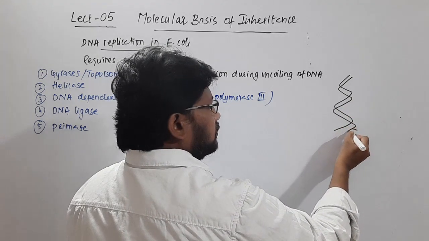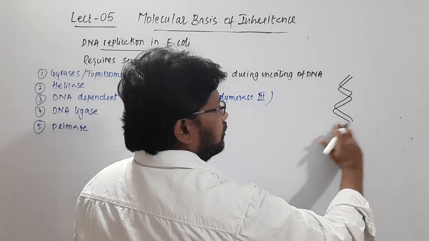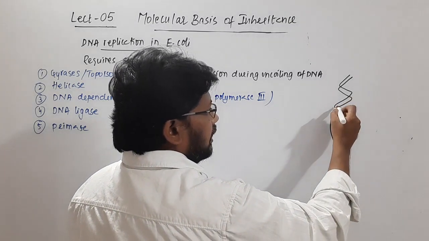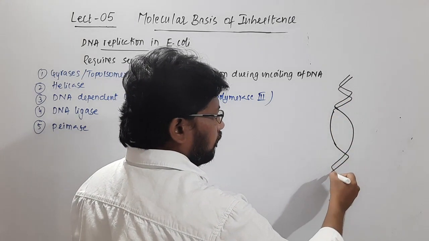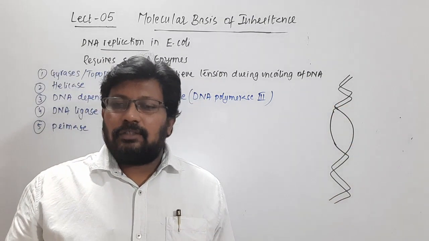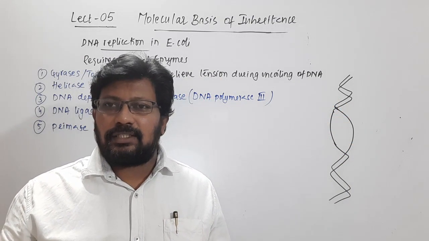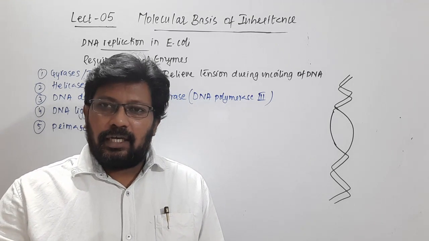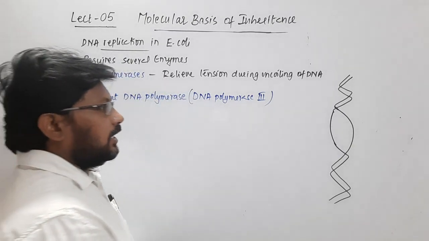Now for the replication to take place, this should unwind and it should become something like this. This one should get separated and this strand should get separated, right? The two strands should get separated when the DNA replication takes place. It is not necessary that first the entire length of the DNA will get separated. No, that I'll discuss shortly.